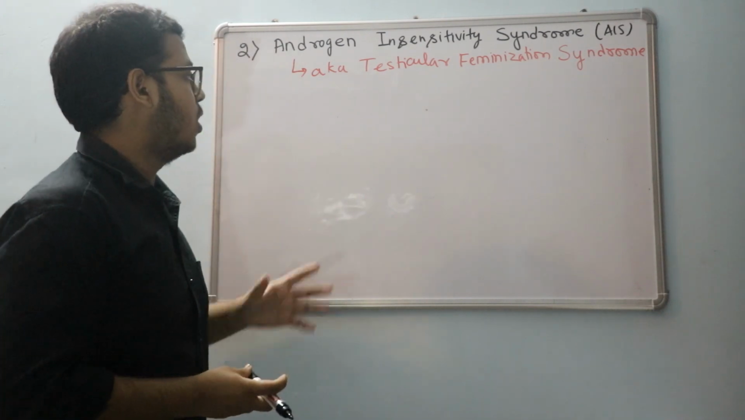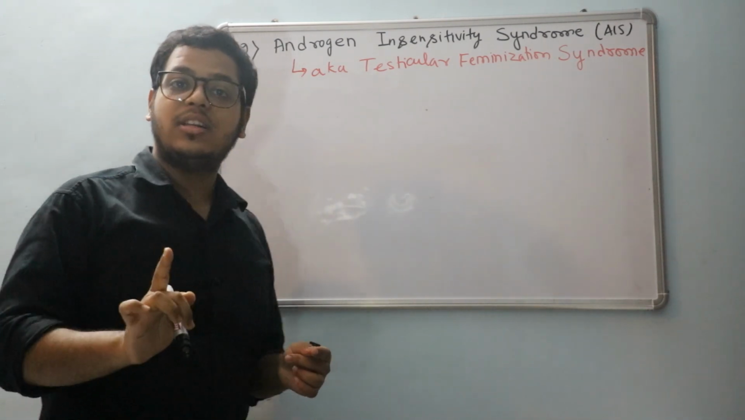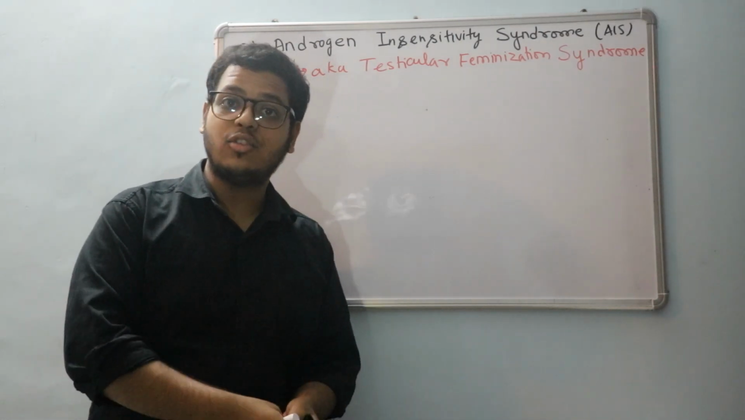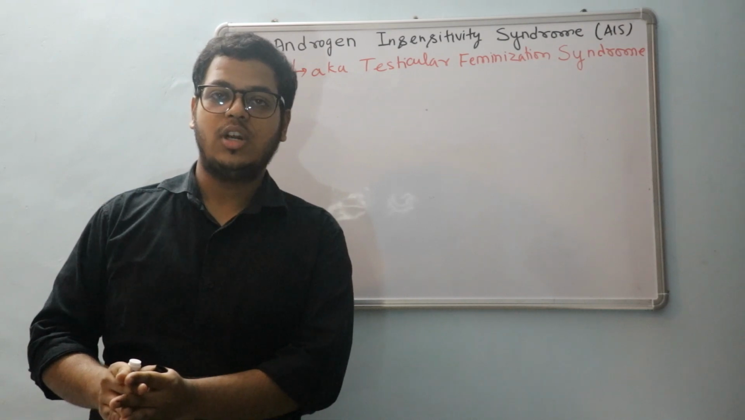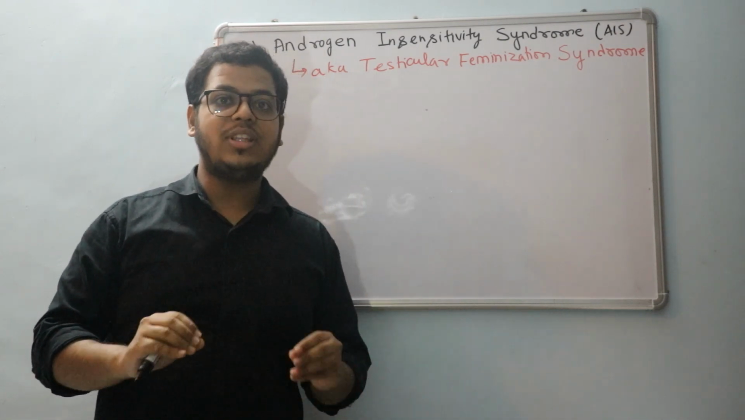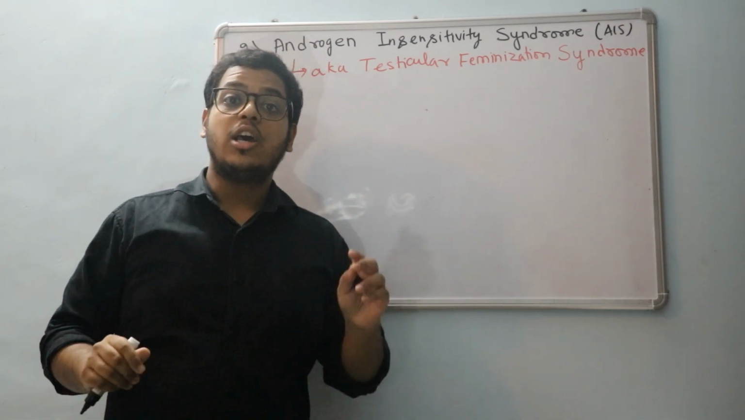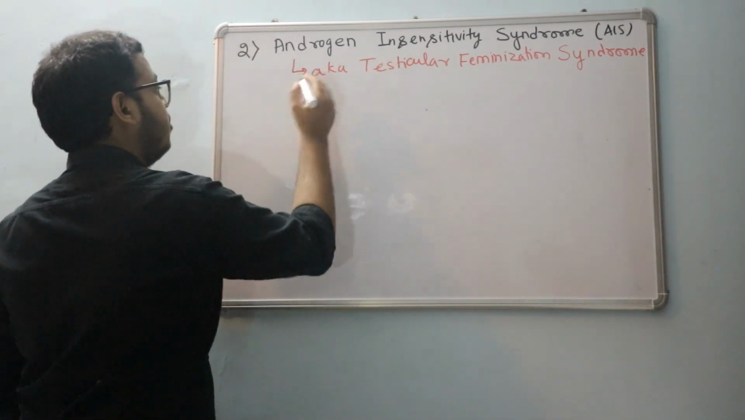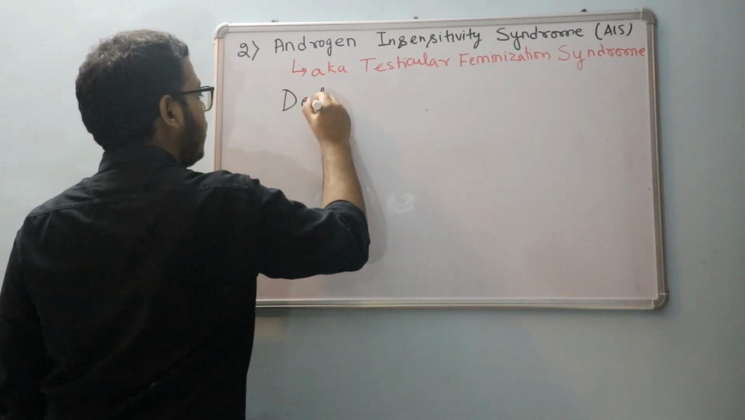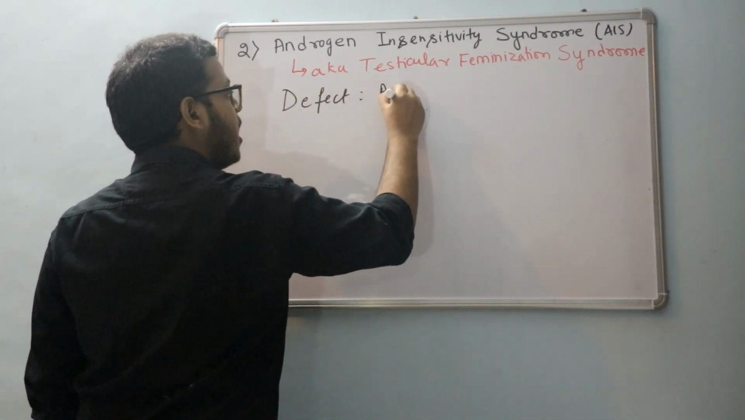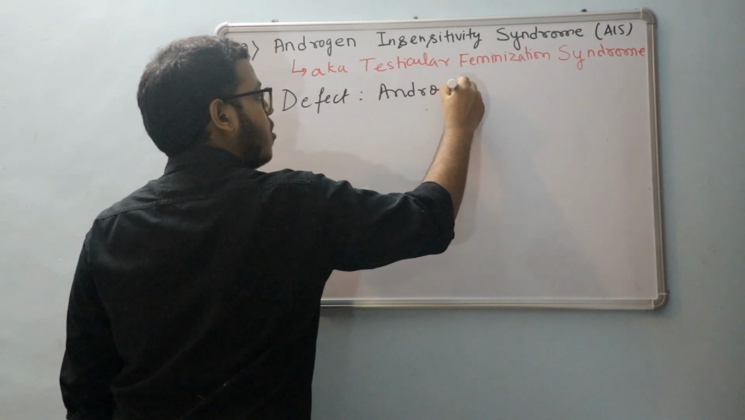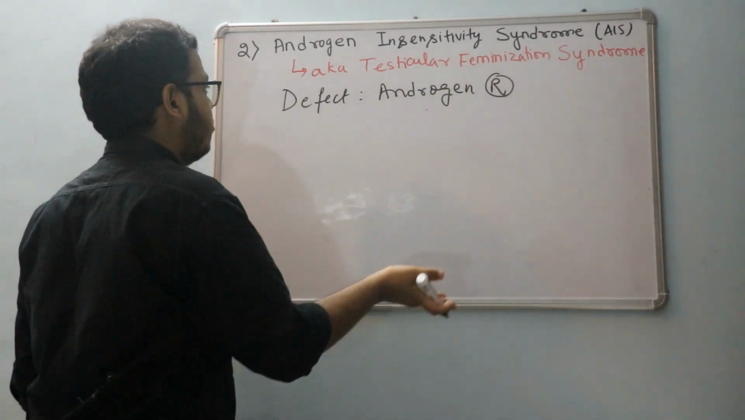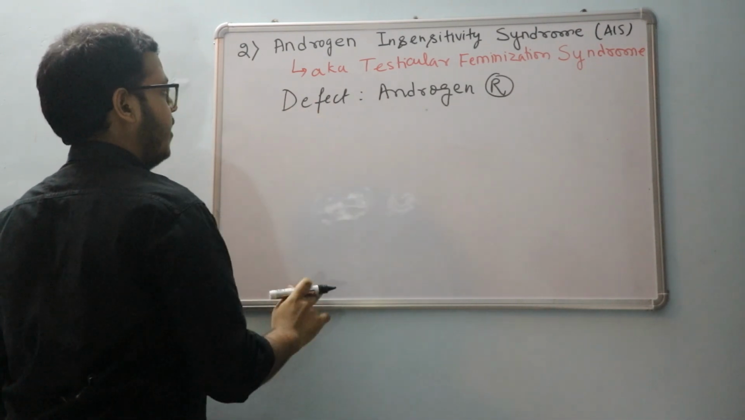Androgens won't be able to work. Okay, so androgens are present. The testis is normal. Androgens are being produced. 5-alpha reductase is also normal. DHT is also being produced. So there is no problem with the androgens, no problem with the testis. The problem lies with the receptors of the androgen. So the defect is in the androgen receptors. R is for receptors.